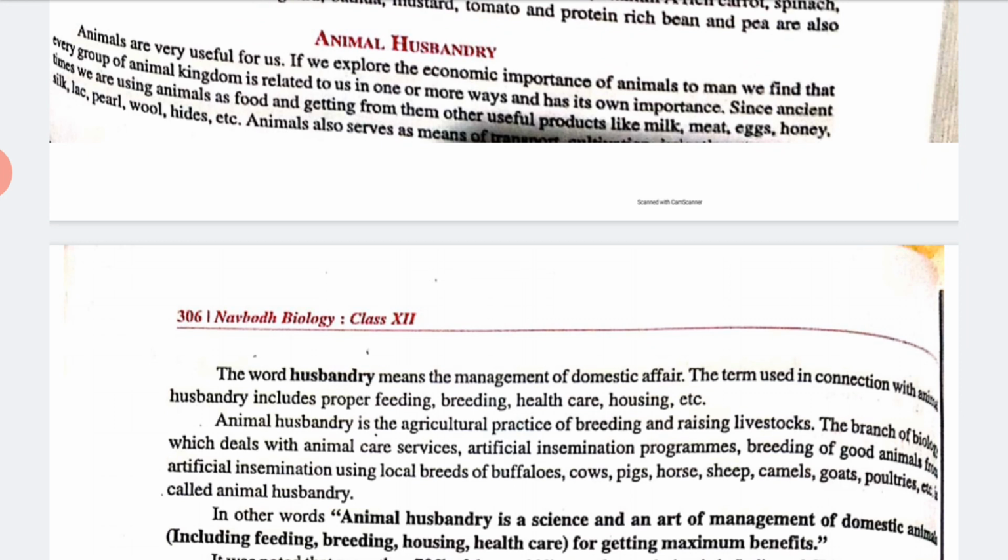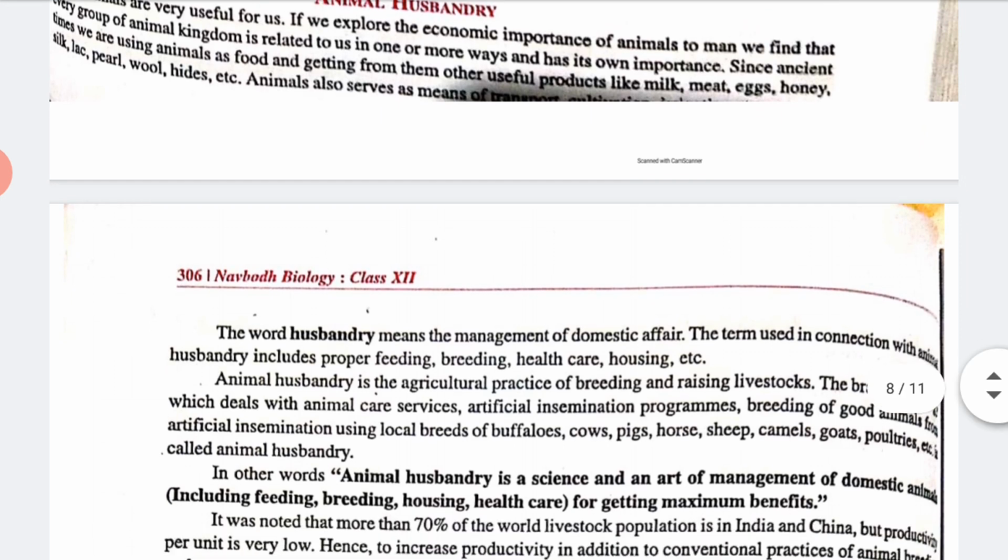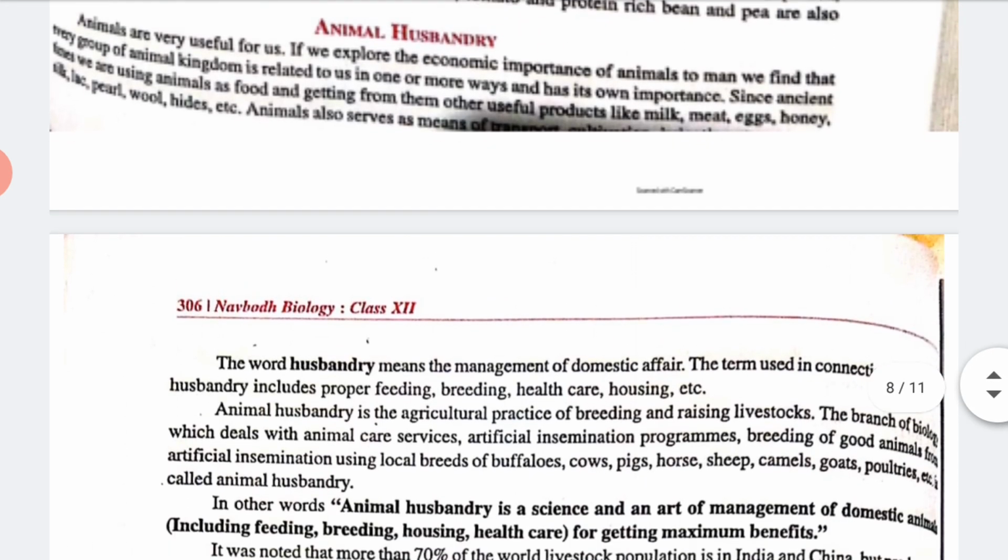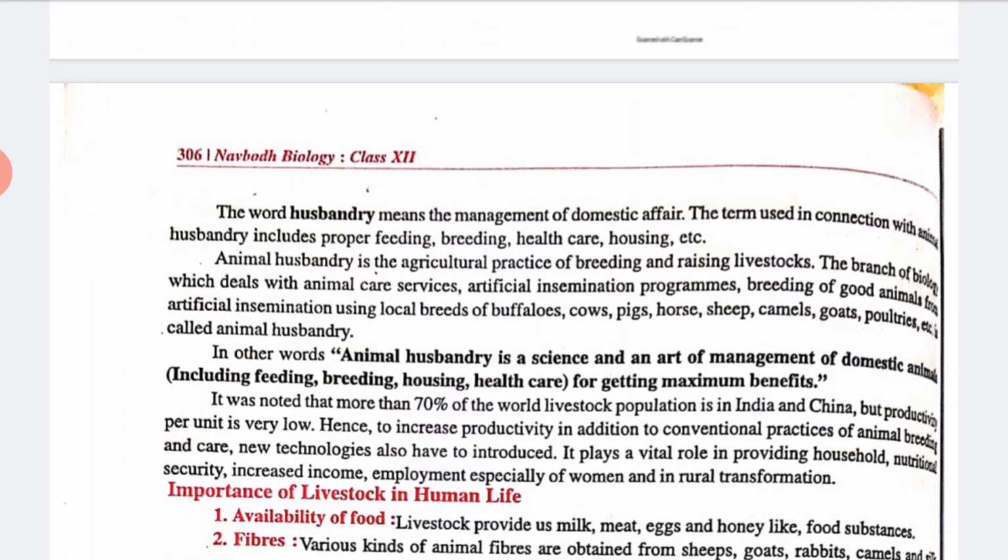So since ancient times, we have been using animals as food and getting from them other useful products like milk, meat, egg, honey, all these things. Animals also serve as a means of transport, cultivation, irrigation, etc. Okay. So, the word husbandry means management of domestic affairs. Is it clear? The word husbandry means the management of domestic affairs.